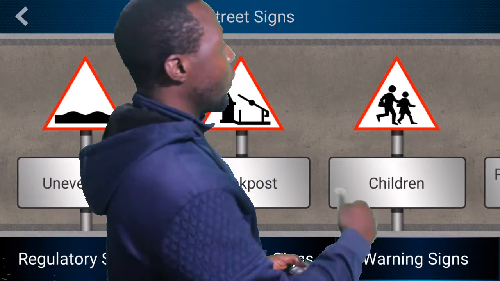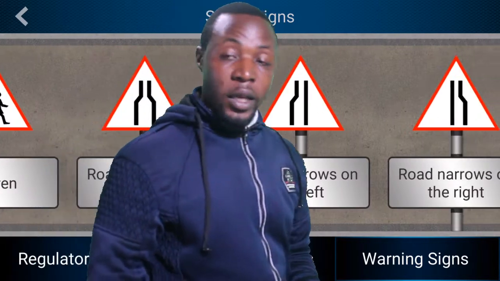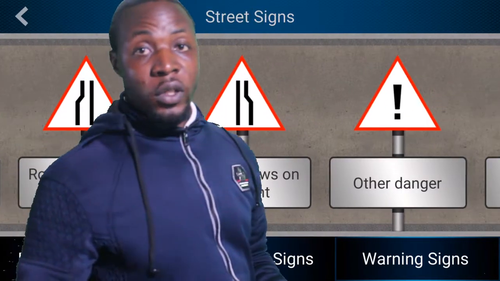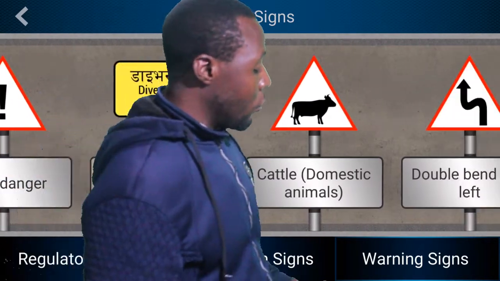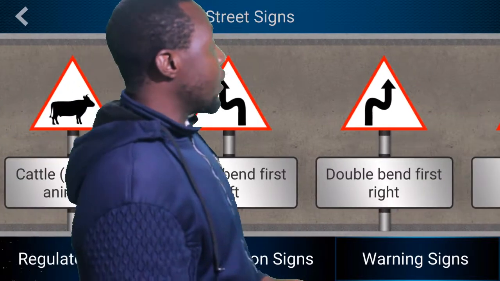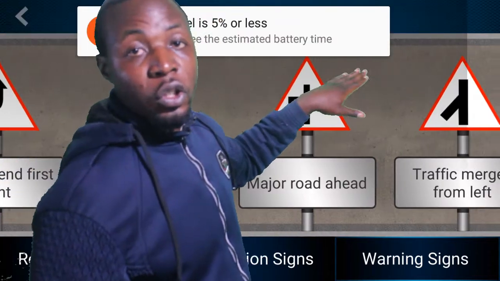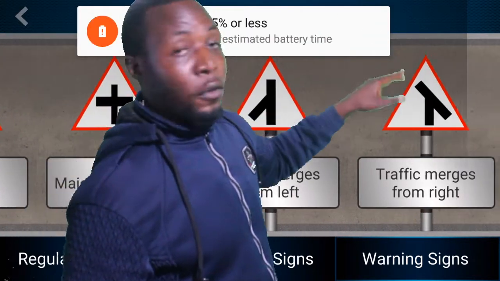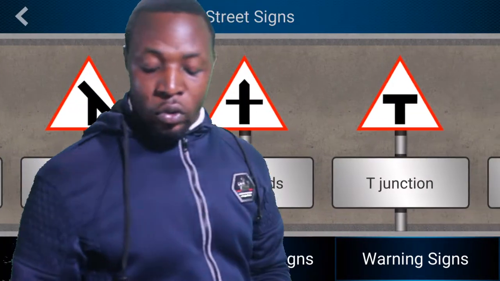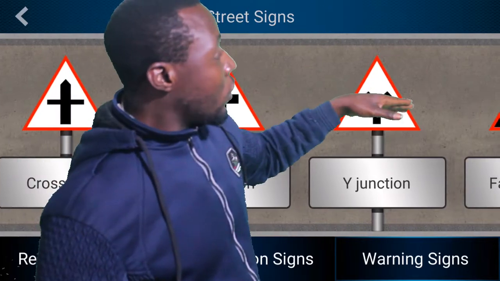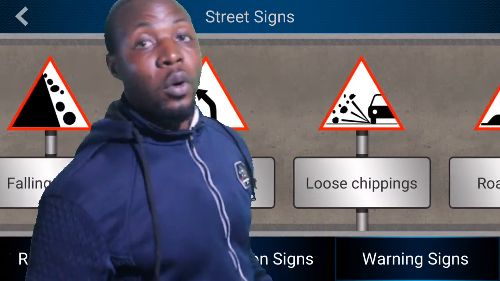So we have signs of narrow bridge, we have signs of narrow road. Those are the signs you need to know concerning warning signs. When you see any of these signs, you know that the sign is warning you. There are many signs of side road. We have signs of T junction, Y junction, falling rocks, narrow road, roadworks, level crossing with gate, level crossing without gate. All these signs fall under what we call the warning signs.